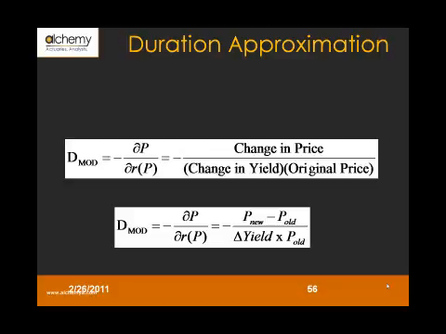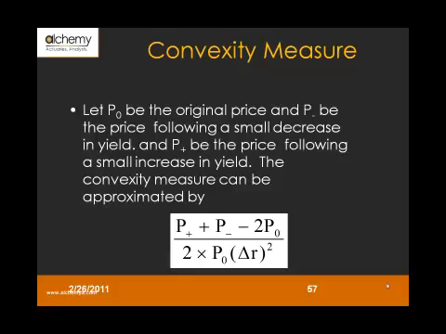The definition for convexity is a little more involved, because you're now trying to estimate a second order change. For lack of a better word, you're saying what I'm really interested in is the rate of change in duration for a change in the underlying interest rate. If you take a step back, what you're saying is duration is an estimate for the change in price based on the change in the underlying interest rates. Convexity is an estimate for the rate of change of duration for a change in interest rates, and hence the concept of first order for duration and second order for convexity.